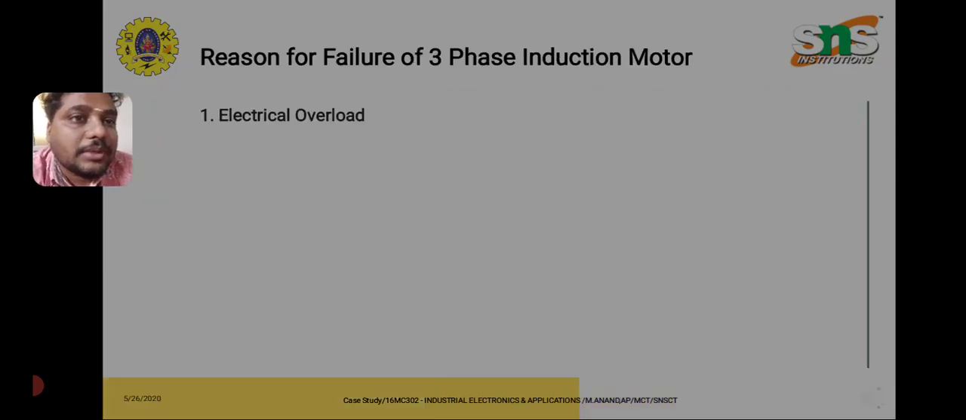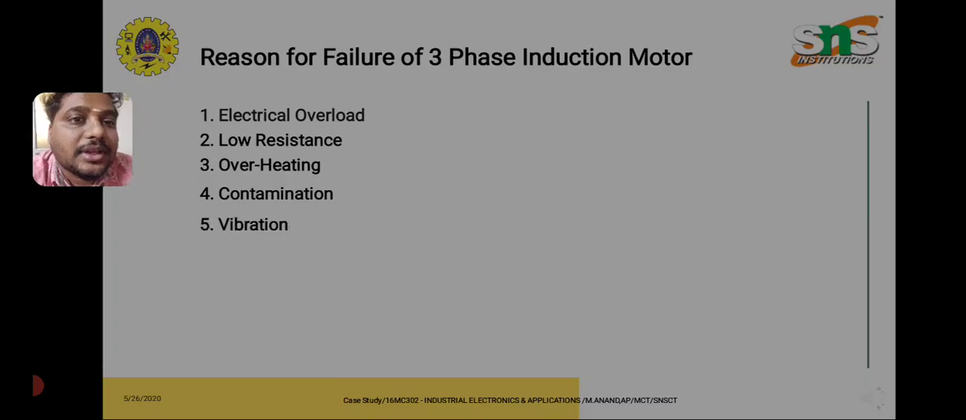The main reason for induction motor failure is electrical overload. We are using a three-phase supply. If any one of the phases is broken or short circuited, the other two act as an electrical overload. So this is the main cause of failure. The second is low resistance. The third point is overheating, then contamination, and then vibration. These are the 5 major reasons for failure of a three-phase induction motor.